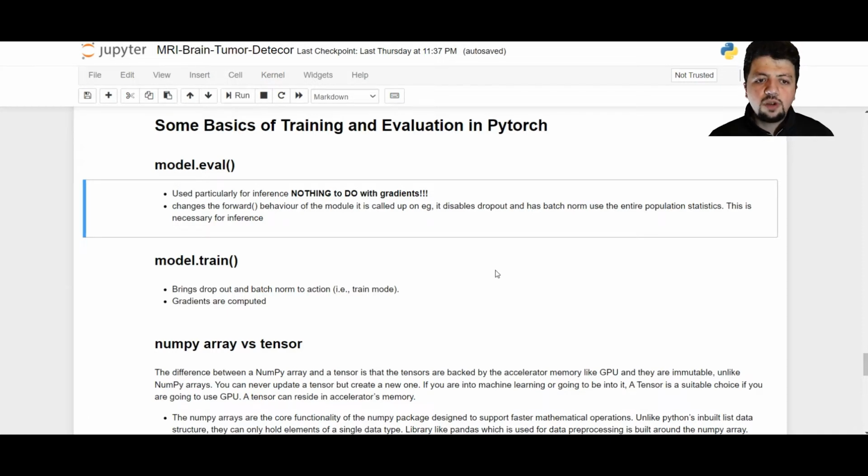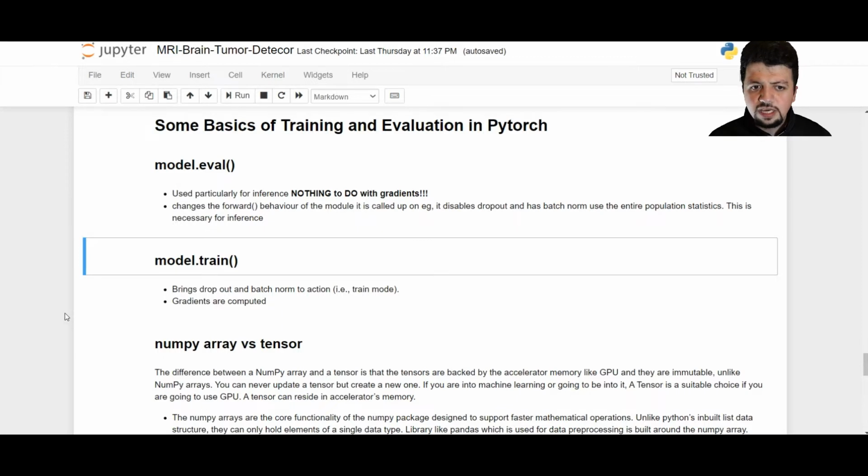Okay. Number two, the second command is model.train. Now, when you do this, it brings operations like dropout and batch norm back to a training regime.